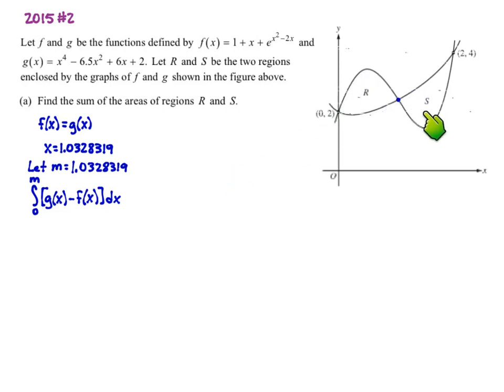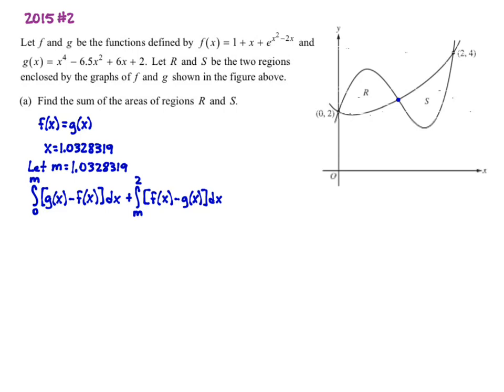We're going to add to it the area of region S. Well, region S is going to be the integral from m to 2 of the upper curve. In this case, the upper curve is f of x, and the lower curve is g of x. So we'd say the integral from m to 2 of f of x minus g of x.